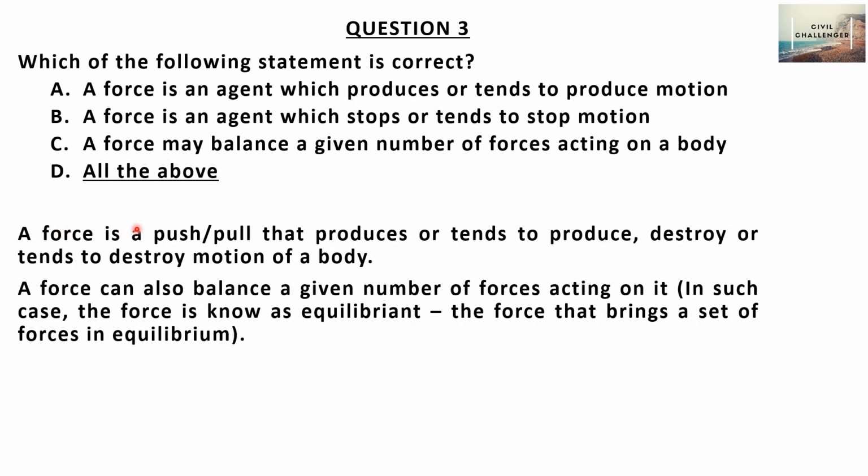Now, a force is a push or pull that produces or tends to produce, destroy or tends to destroy motion of a body. Therefore, the first two statements, a force is an agent which produces or tends to produce motion, and a force is an agent which stops or tends to stop motion, are correct. Also, a force can balance a given number of forces acting on a body. Therefore, the third statement is also correct. Therefore, the correct option is option D, all of the above. Now, if a force balances a given number of forces, then this force is known as equilibrant, because this force will bring a set of forces to equilibrium.